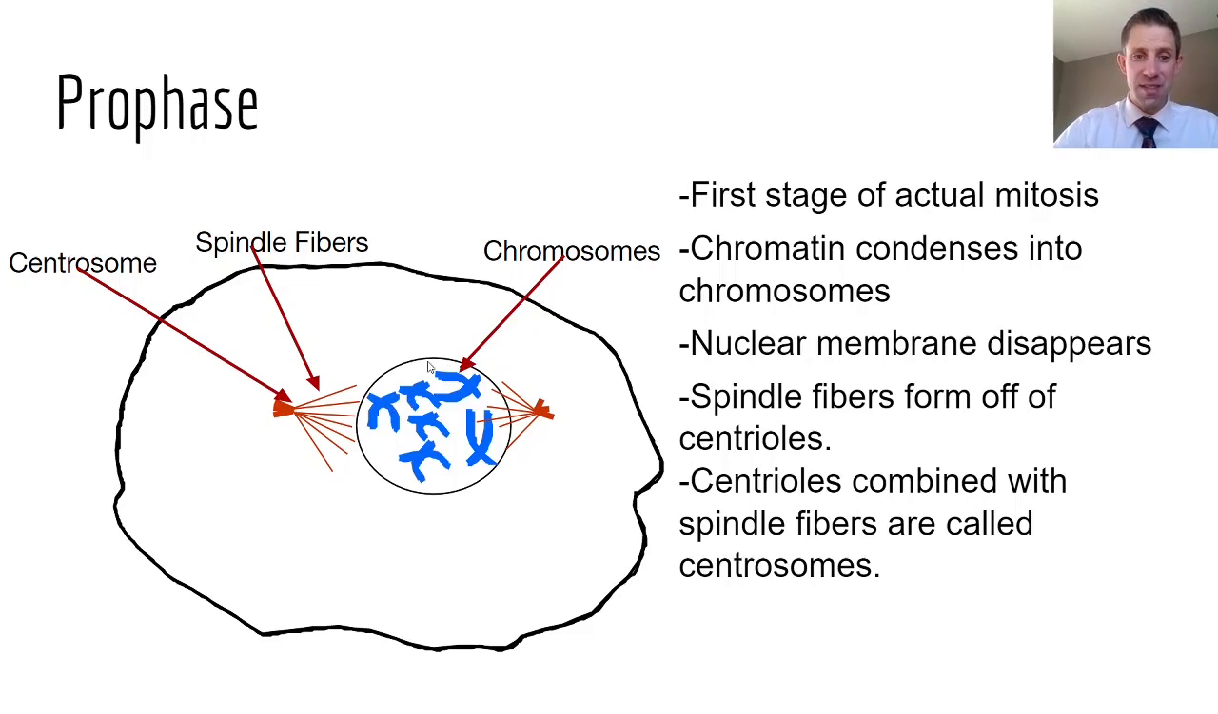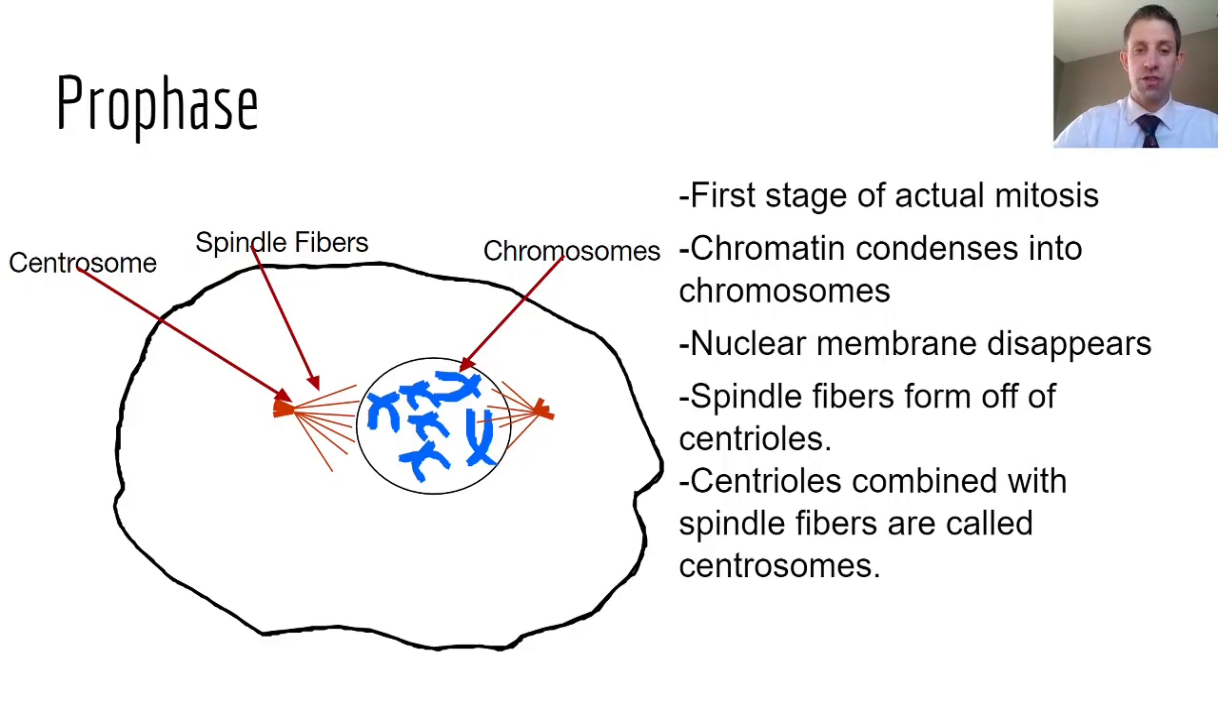And then the nuclear membrane itself, the membrane that surrounds the nucleus, starts to break down and go away. The reason for that is that it gives us access to these actual chromosomes so that they can be moved around. After the nuclear membrane's gone, we start to get these structures called spindle fibers. A great analogy is that they're ropes. They're just ropes made of protein, and they come off of the centrioles.